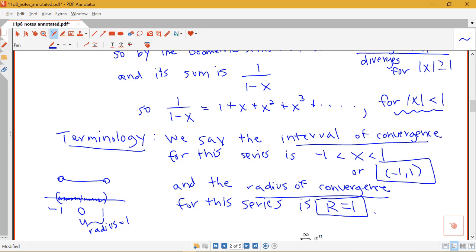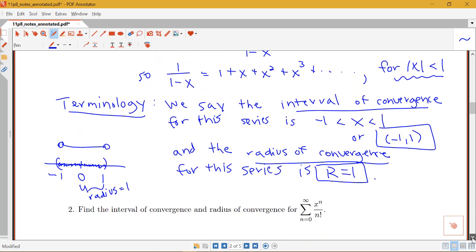I would say that the interval of convergence for this series is the interval from -1 to 1, and the radius of convergence is equal to 1. Radius, again, is just the distance from the center to an endpoint, and our interval is symmetric about that center. In future questions, instead of just asking for what x a power series converges, we're going to ask to find the interval of convergence, which is the set of x's where the series converges, as well as the radius of convergence.